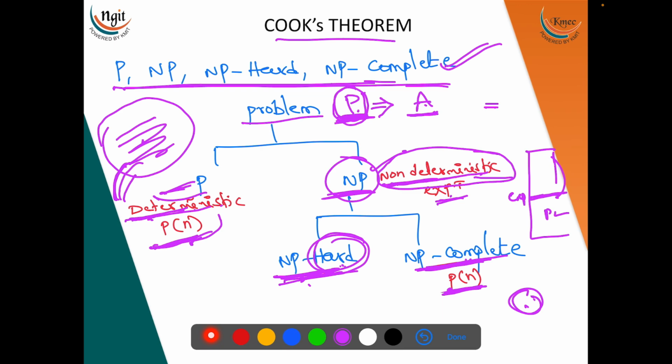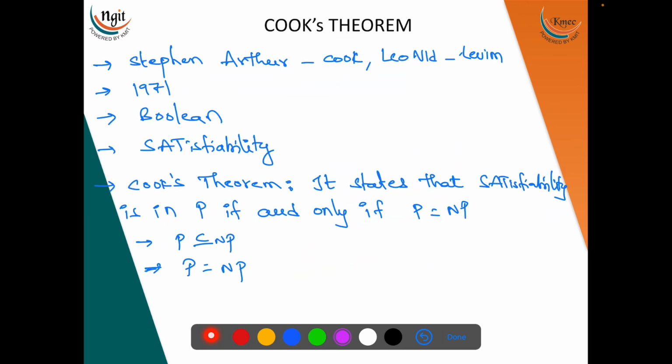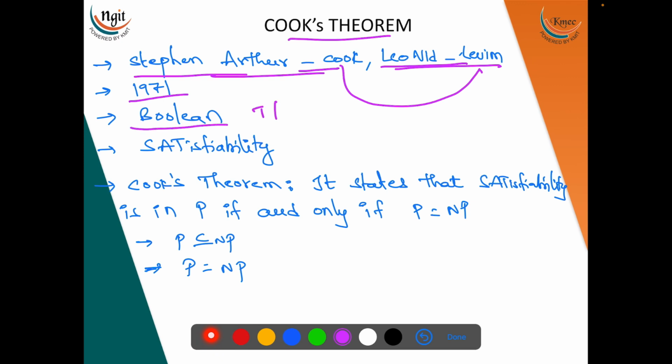Now let's see what Cook's theorem is. Cook's theorem was introduced by Stephen Arthur Cook and Levin. These are the two persons who introduced this theorem, so it is also known as the Cook-Levin theorem. Cook's theorem is the same. It was introduced in 1971. Cook's theorem basically takes Boolean values, that is true or false values, and it is the satisfiability problem.